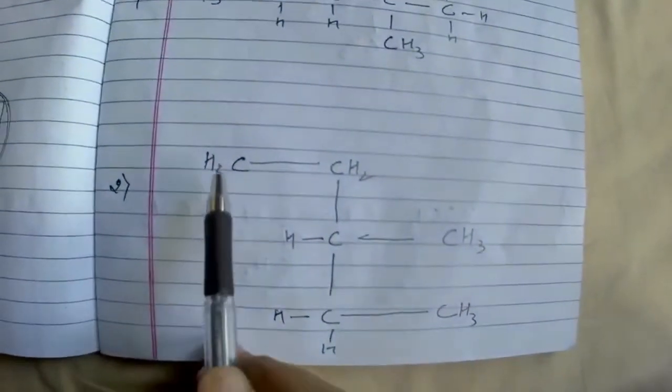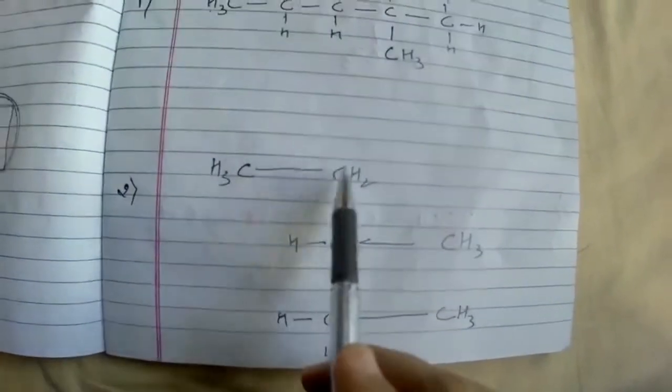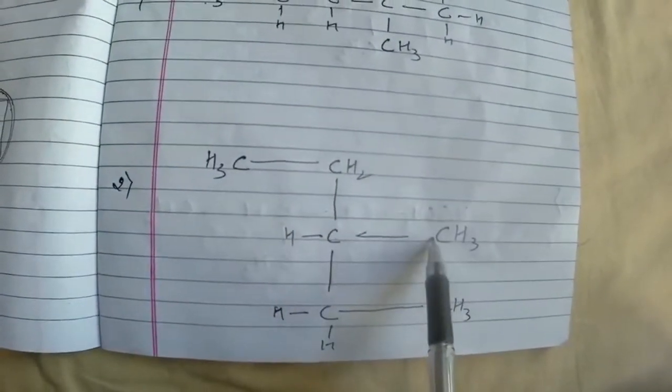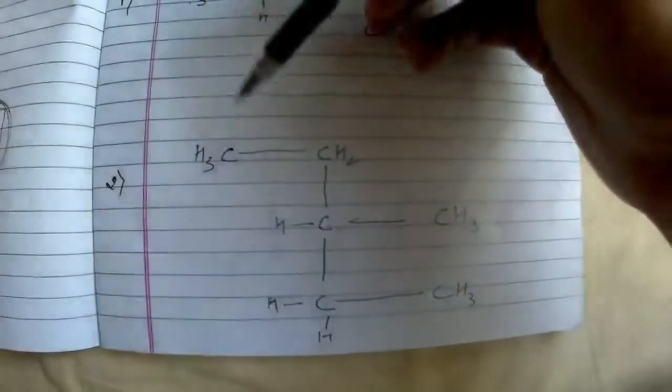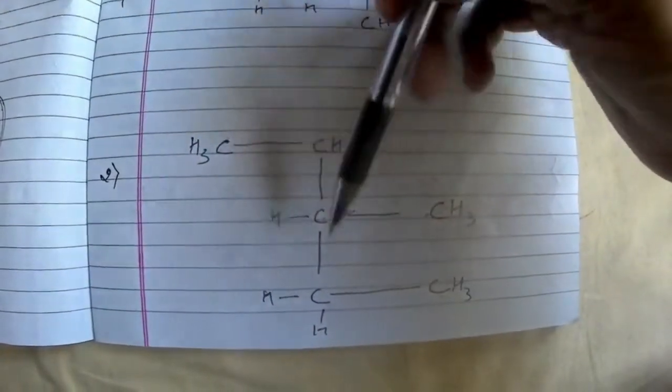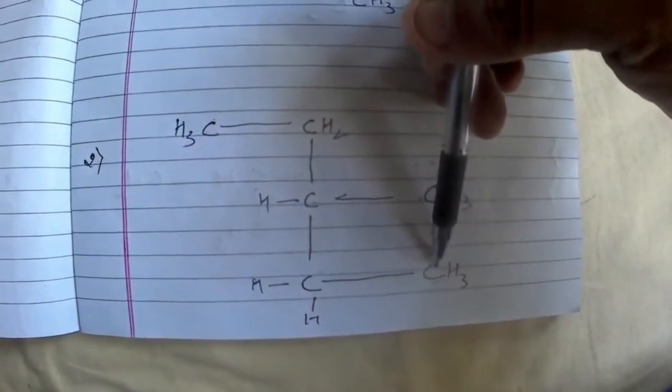See here, how many chains are possible? 1, 2, 3 and 4. One more chain is there. 1, 2, 3, 4 and 5. One more chain is there. 1, 2, 3, 4. So the chain with 5 carbons will be the longest. This will be the longest.